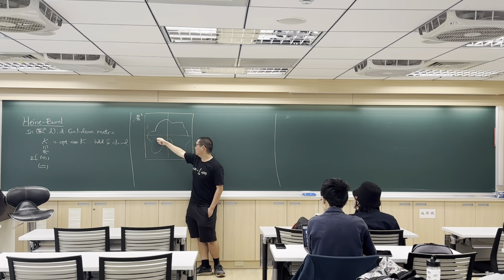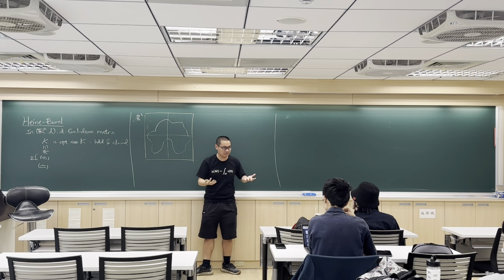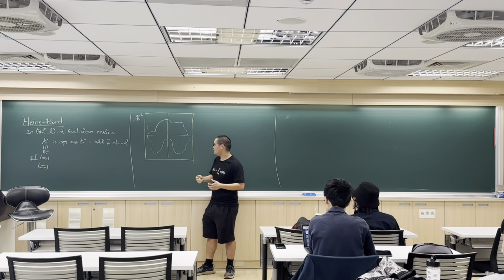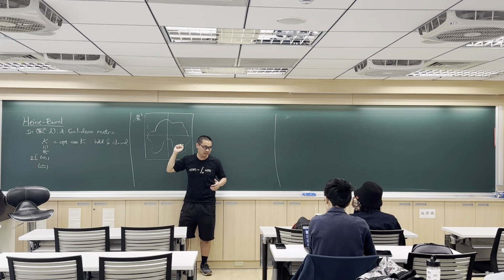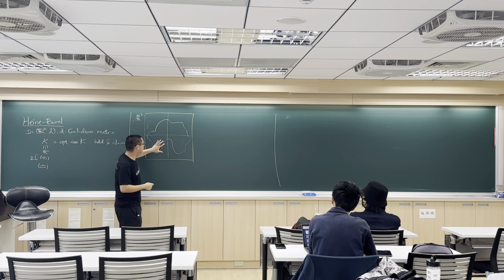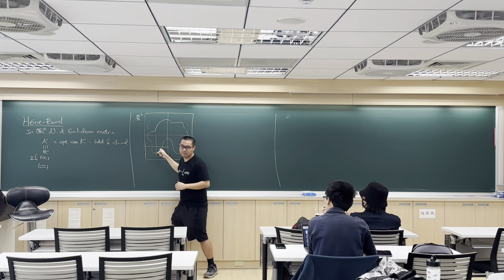If this one can be covered by finitely many open sets, this one can be finite, this one can be finite. Combine them, and you'll get a finite open subcover. But since we're saying that this one is not compact, there must be something wrong. So there's something strange happening in this block, that it cannot be covered by finitely many open sets.